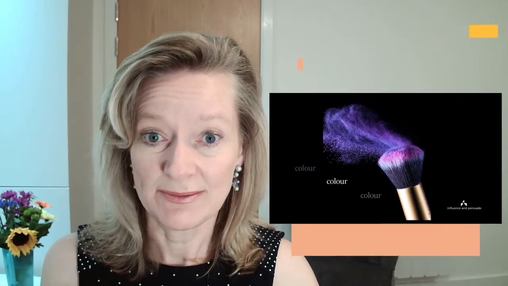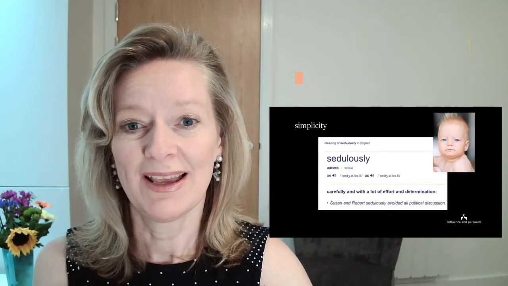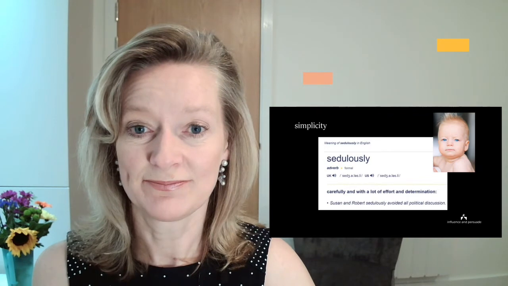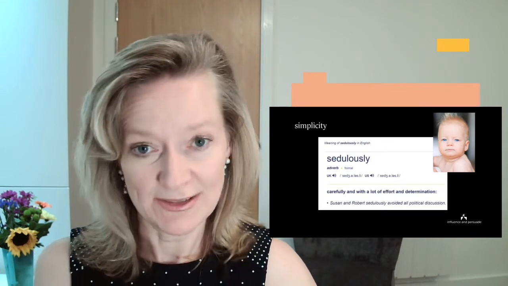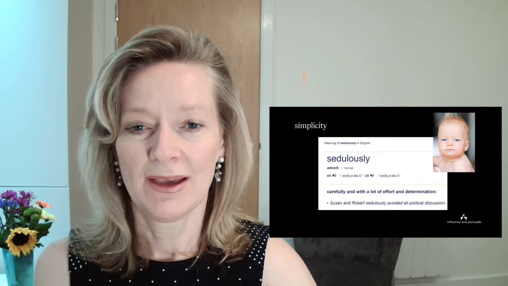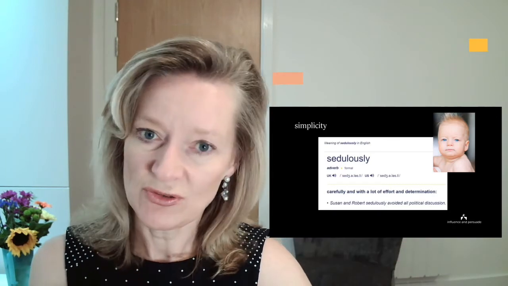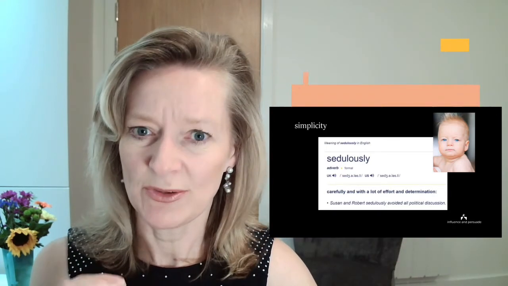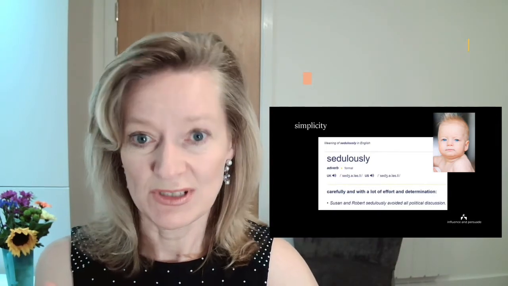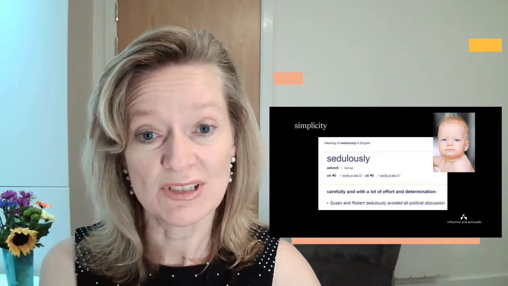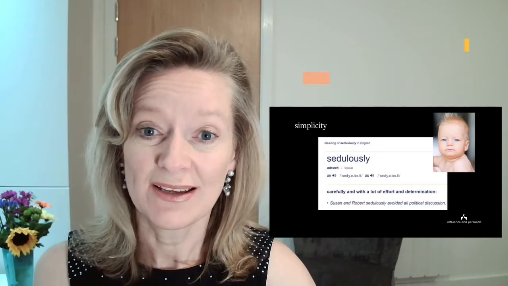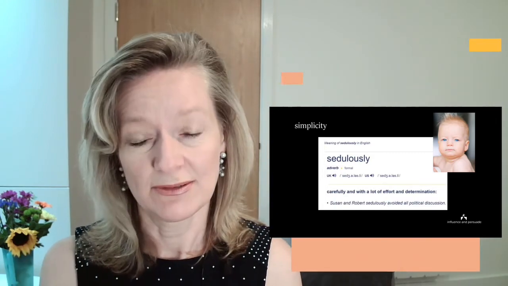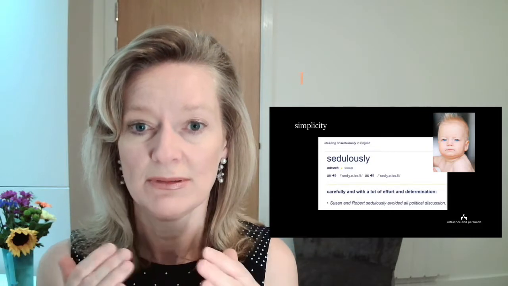The third element, top tip, is about keeping it simple. Sedulously. When I heard that word first time, I had never heard it before. I had to look it up in a dictionary. Unfortunately, that word was used in a really critical piece of communication. It was done by Boris Johnson on the 17th of March this year, when he announced to the UK that we would enter lockdown, a huge step in our society.